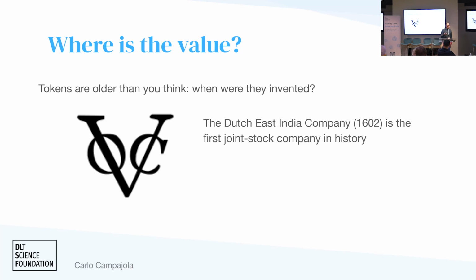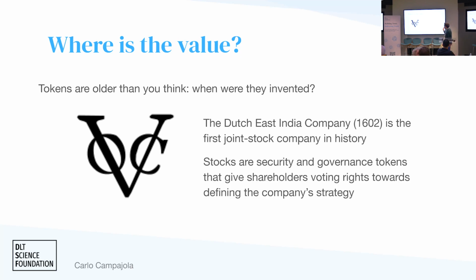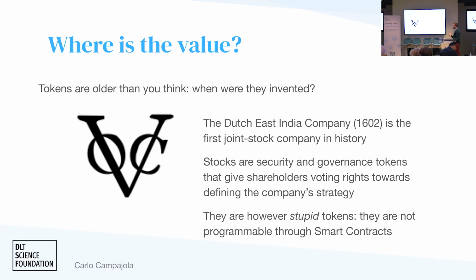Okay, and why am I saying this is where I trace the concept of token? Because stocks in the end are securities, and there are security and governance tokens that give shareholders voting rights towards defining the company's strategy. They give them a share of the revenues when they pay dividends, and so on and so forth, right? The key point is that they are stupid tokens, though. They're not programmable.